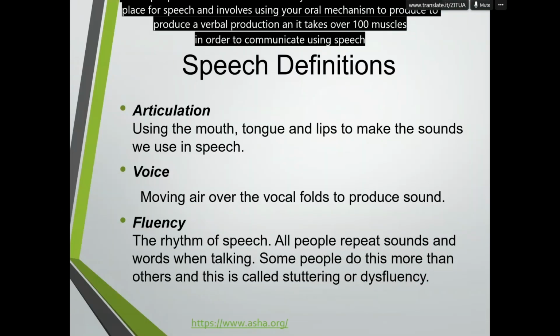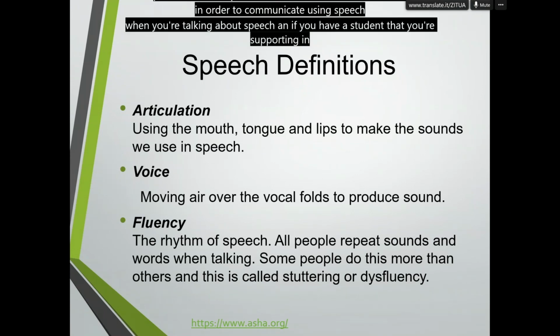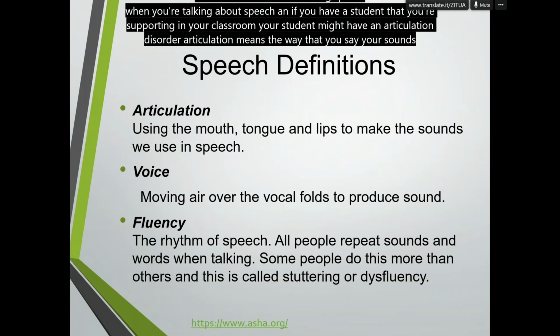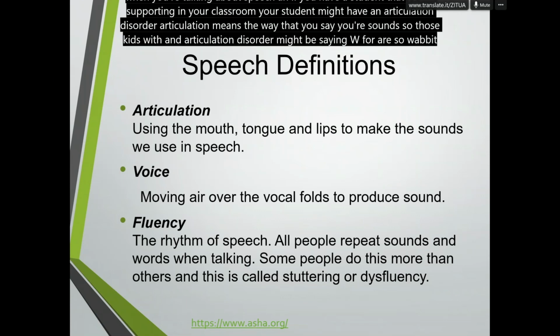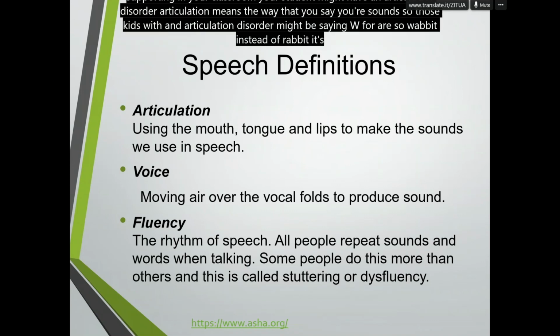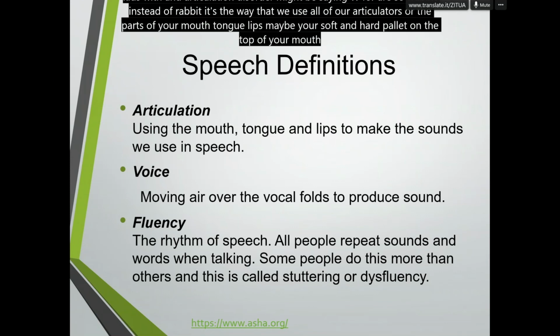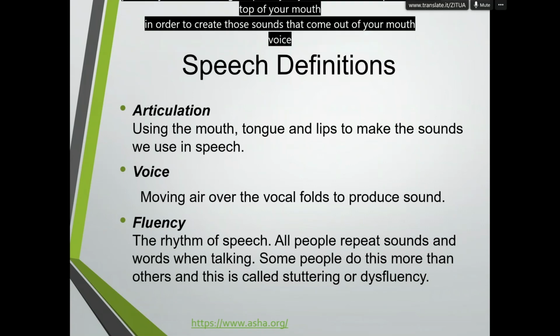When you're talking about speech, and if you have a student that you're supporting in your classroom, your student might have an articulation disorder. Articulation means the way that you say your sounds. So those kids with an articulation disorder might be saying W for R, so "wabbit" instead of rabbit. It's the way that we use all of our articulators, or the parts of your mouth, tongue, lips, maybe your soft and hard palate on the top of your mouth, in order to create those sounds that come out of your mouth.